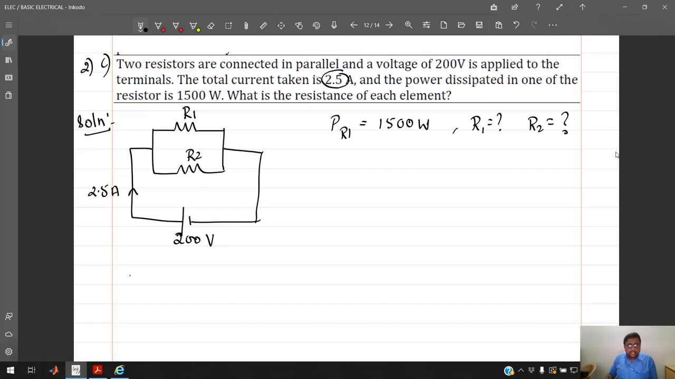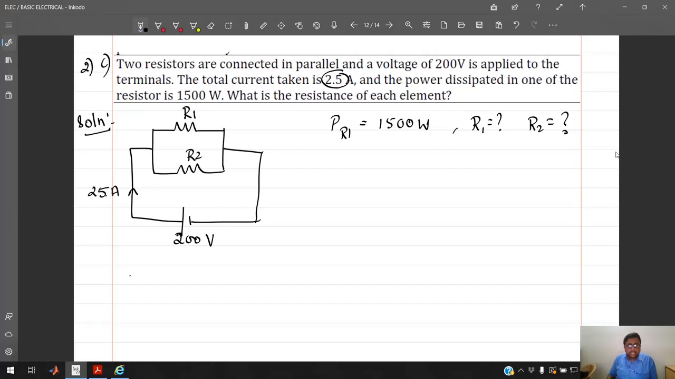Now if you see, the total power dissipated, that is 200 into 2.5, you'll get as 500 watts, but they have given that the power dissipated across one of the resistors is 1500 watts. Now this is not possible at all, which means there is some mistake in the data which is given. So instead of current 2.5, you can take it as 25 ampere.